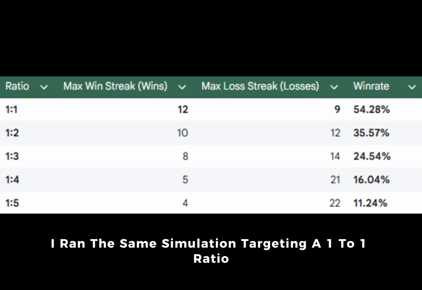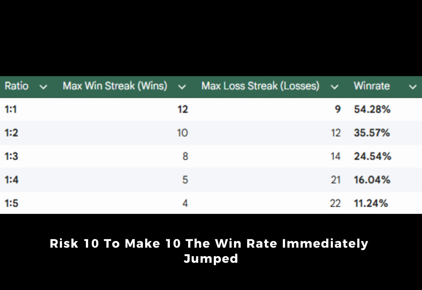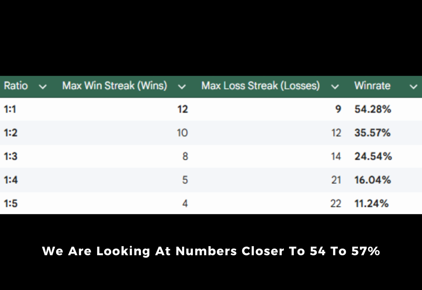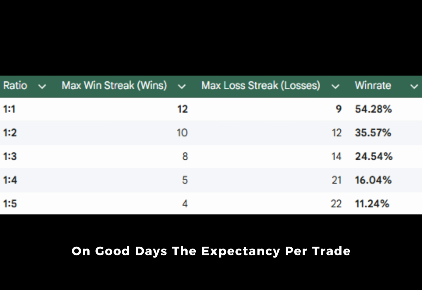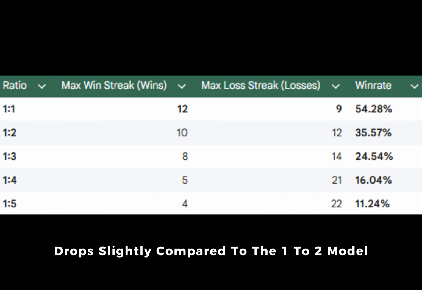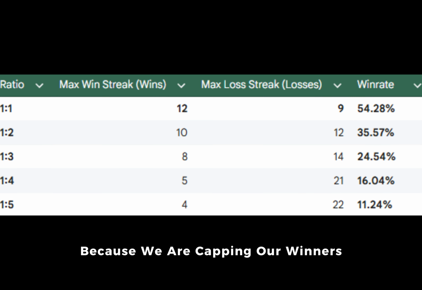I ran the same simulation targeting a 1-to-1 ratio. Risk 10 to make 10. The win rate immediately jumped. We are looking at numbers closer to 54 to 57% on good days. The expectancy per trade drops slightly compared to the 1 to 2 model because we are capping our winners.